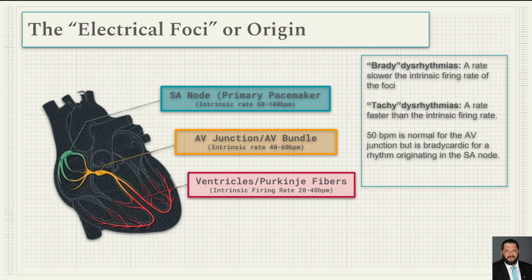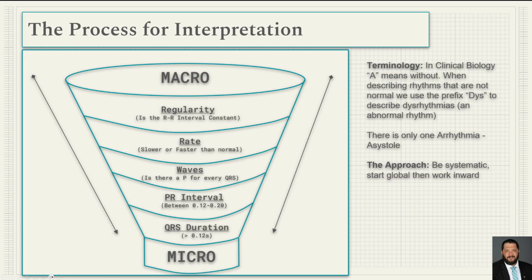Any bradydysrhythmia is a rate slower than the intrinsic firing rate of the foci. Tachydysrhythmias are a rate faster than the intrinsic firing rate. 50 beats per minute is normal for the AV junction, but would be considered bradycardic if the rhythm was sinus in nature, or originating from the SA node.